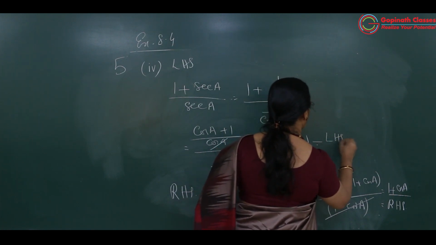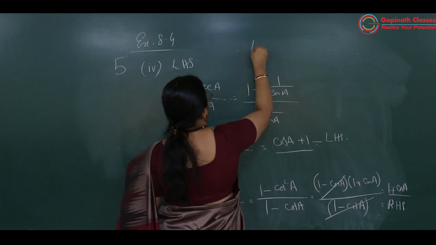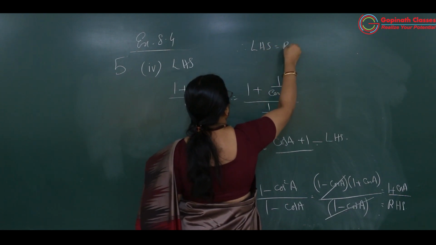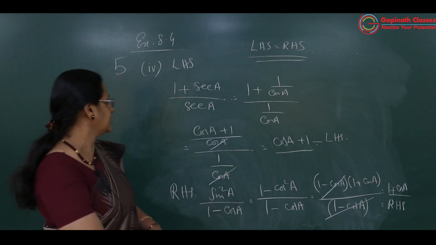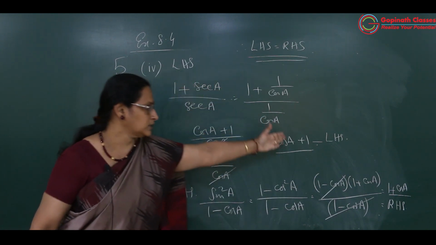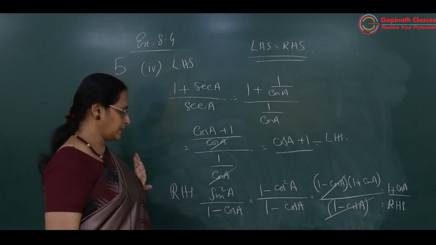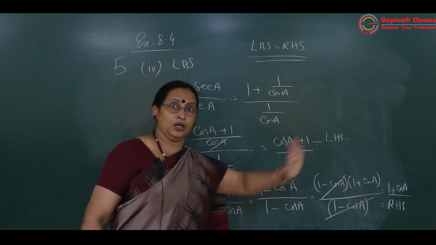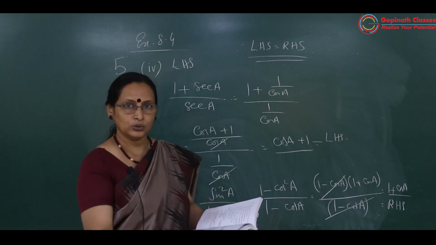So you can verify that LHS is equal to RHS. LHS and RHS are the same, it is verified. See, LHS I have taken and got 1 plus cos A, RHS I have taken and I have reached 1 plus cos A. We have to go ahead logically. There's no way like do this, do that.